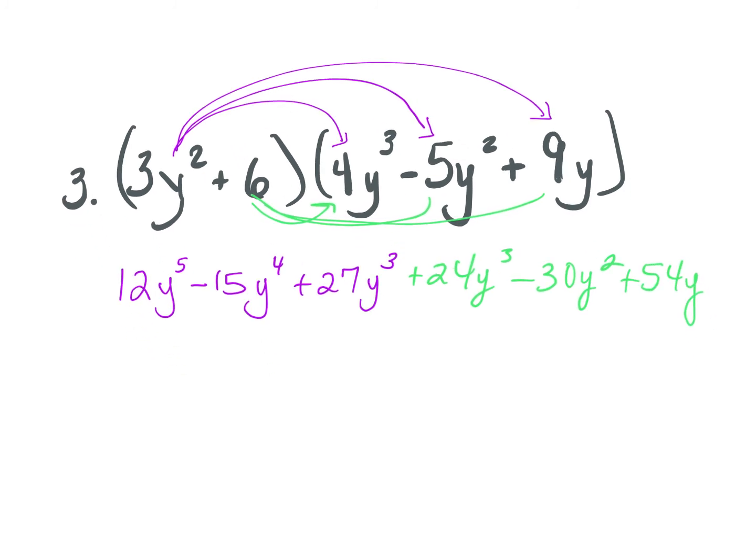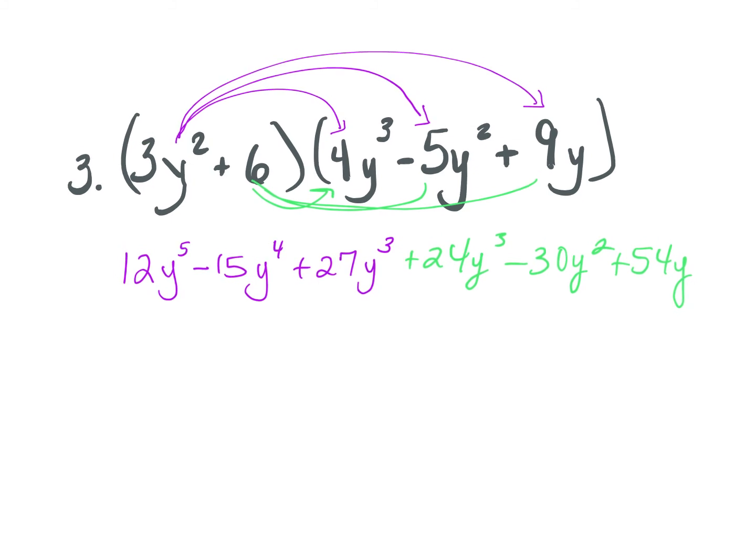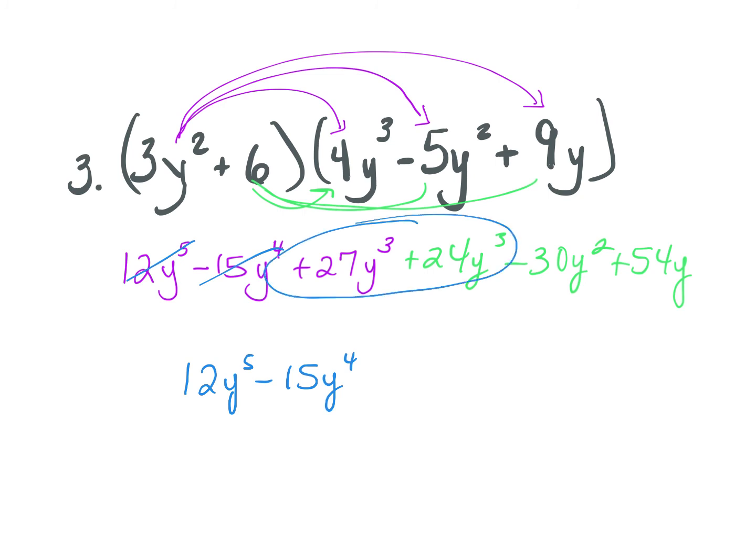54y. Perfect. Now do we just leave it like that? No. Clean it up a little bit. Just combine like terms. What's the highest exponent you see? Okay. So I'm going to rewrite 12y to the fifth. Nothing else has y to the fifth, right? Then what exponent do I see? 4. So I'm going to write minus 15y to the fourth. Nothing else has a 4, right? All right. Now I have 27 and 24 y to the third. Combine that.